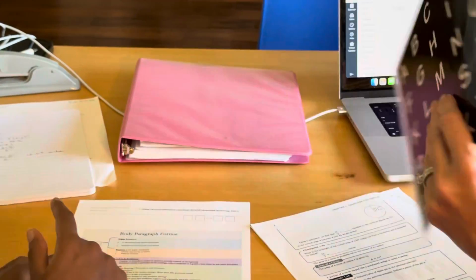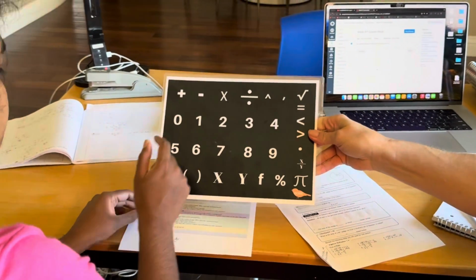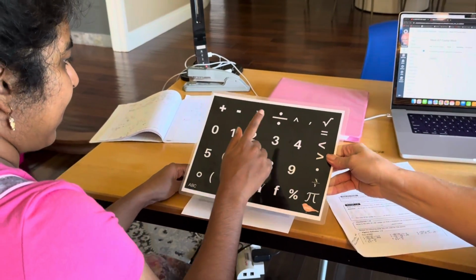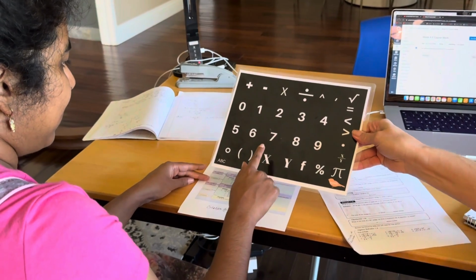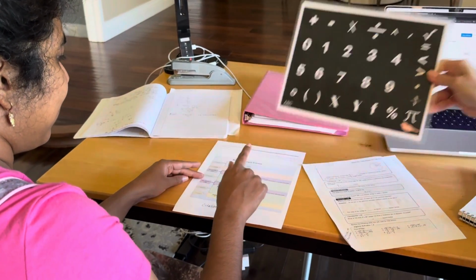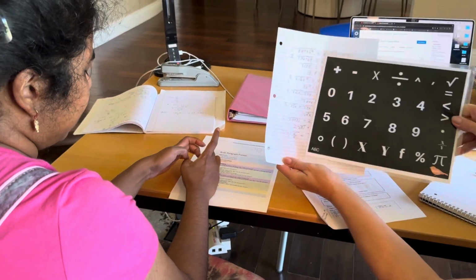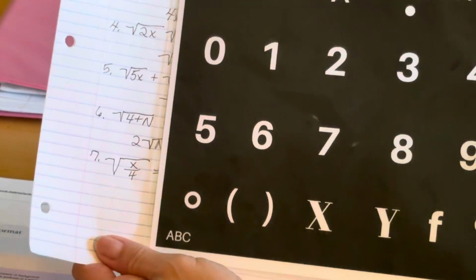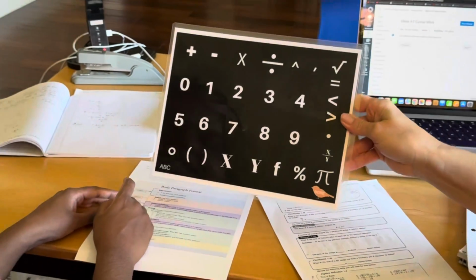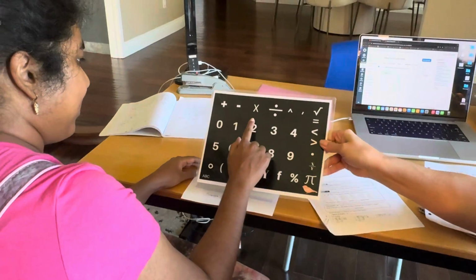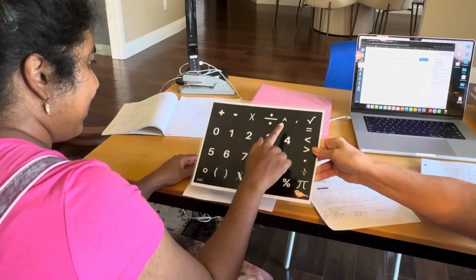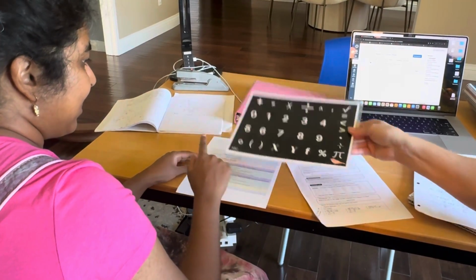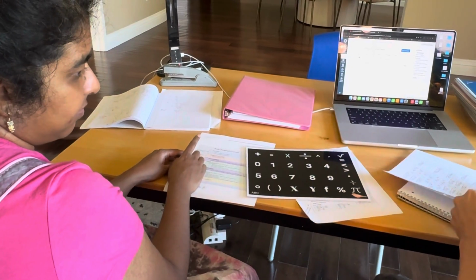Okay, what is it going to be? Okay, hold on. Let me show you again. Square root of x over 4. How could you simplify that? Yep, 2 square root x. You got it.